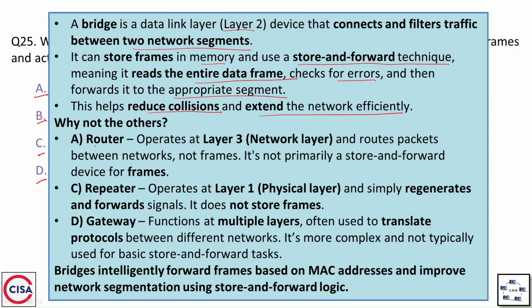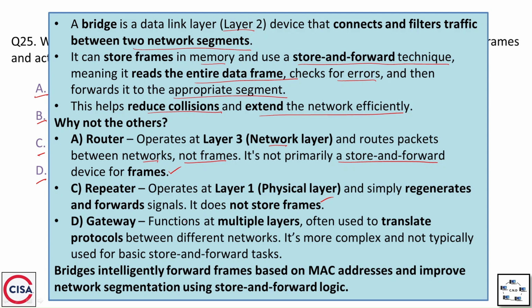Why not the others? Option A, router. Router operates at layer 3, that is network layer, and routes packets between networks, not frames. It's not primarily a store and forward device for frames. Option C, repeaters. Repeater operates at layer 1, that is physical layer, and simply regenerates and forwards signal. It does not store frames.